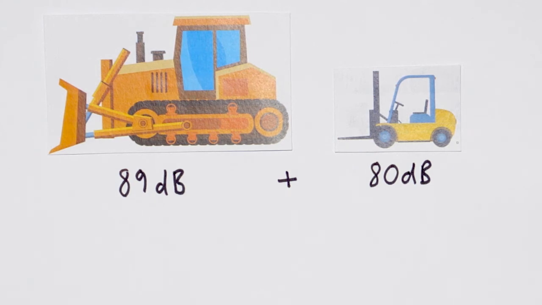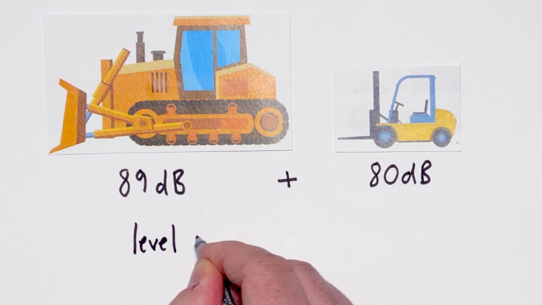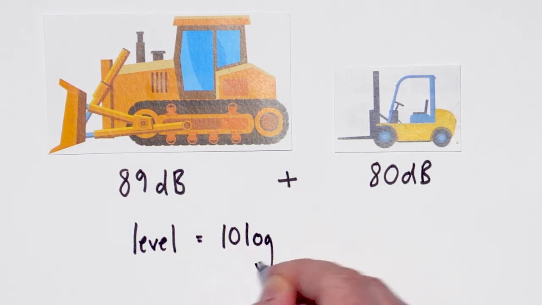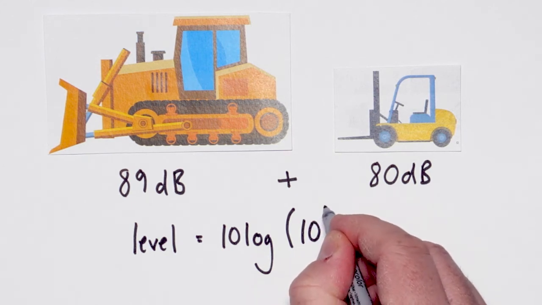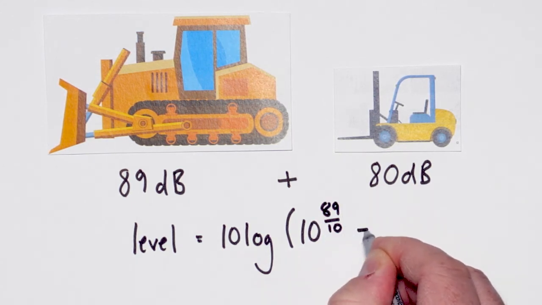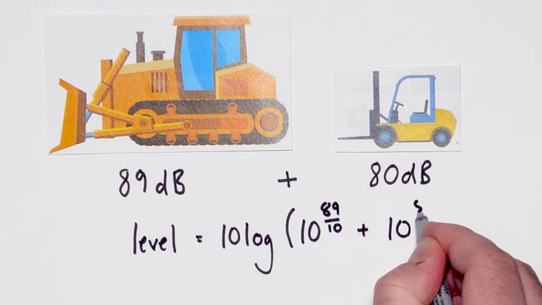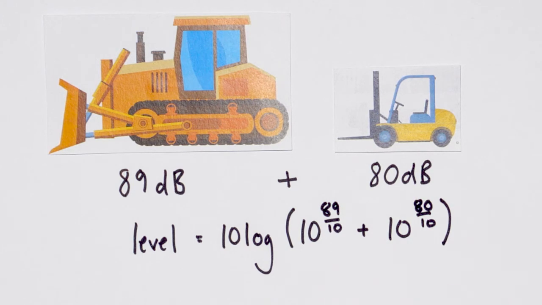Well, the equation would look like this. The level equals 10 log the sound of the digger plus sound level of the forklift. What this equation is doing is taking the sound levels of the digger, taking them out of the logarithmic scale, then taking the sound level of the forklift, taking it out of the logarithmic scale, adding them together, and then converting it back into our logarithmic scale again.